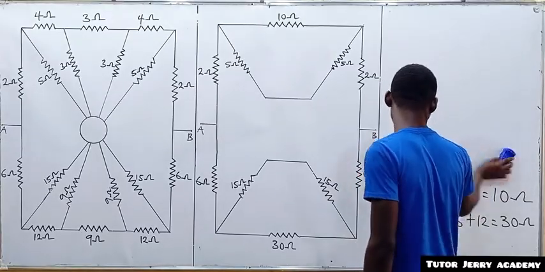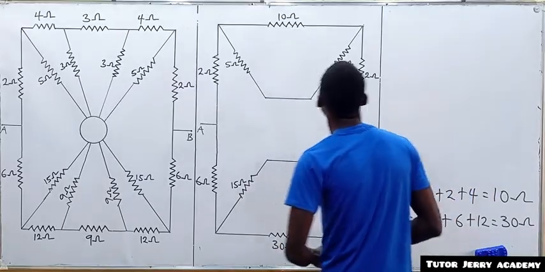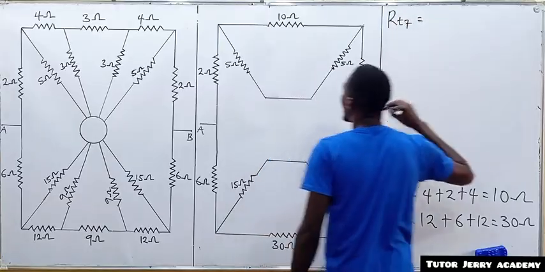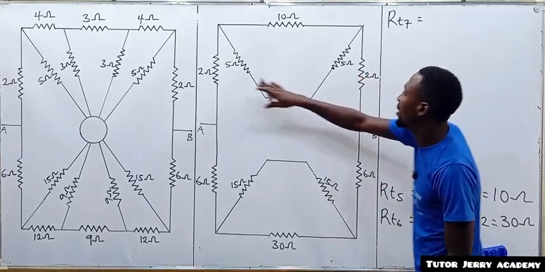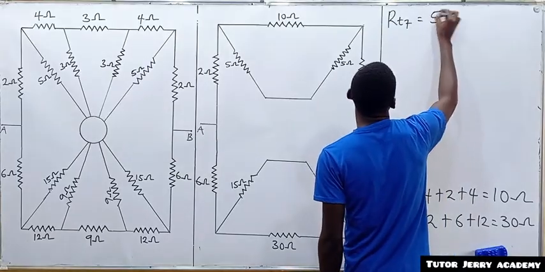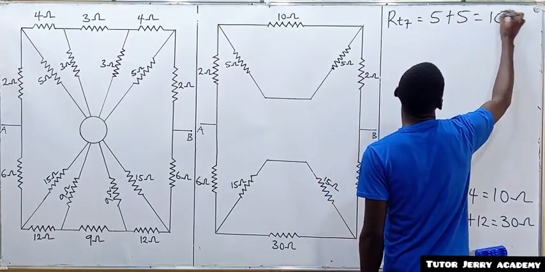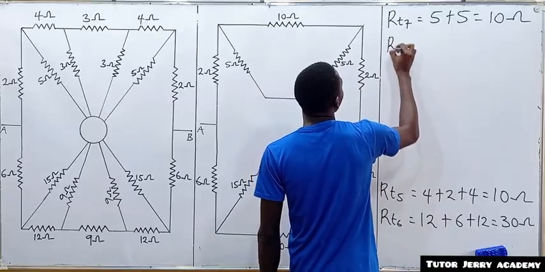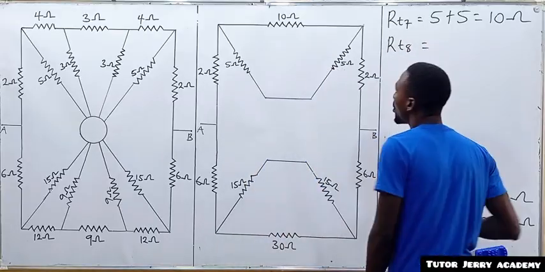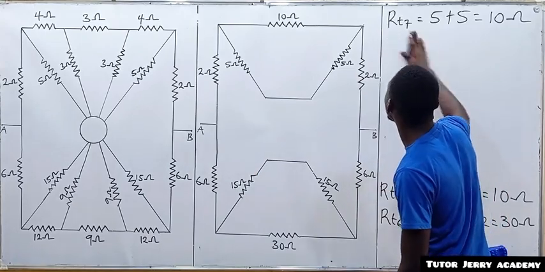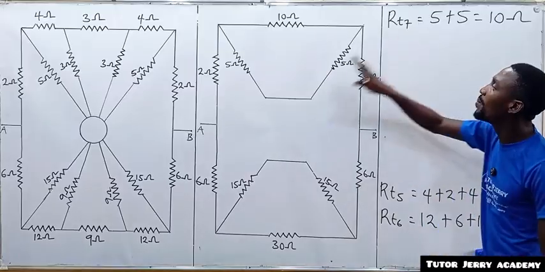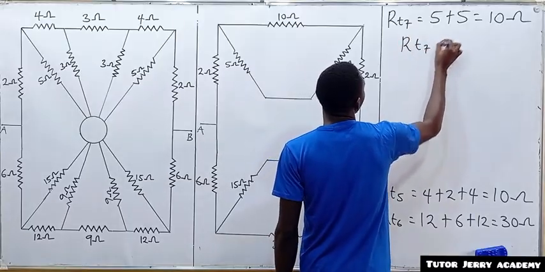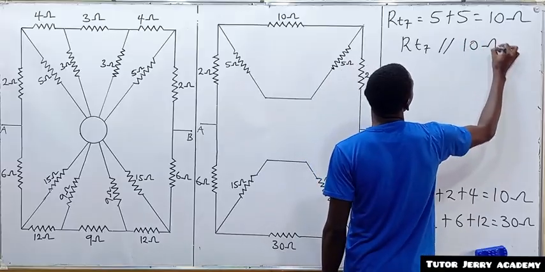All right. So we can clean what we have here. So we stop at RT6, right? So we are going to be using RT7. So RT7, all right, the total resistance between this and this, they are in series. So we are adding them together. 5 plus 5, which is going to give us 10 ohms. Before I go to RT8, RT7 will be in parallel now with 10 ohms.